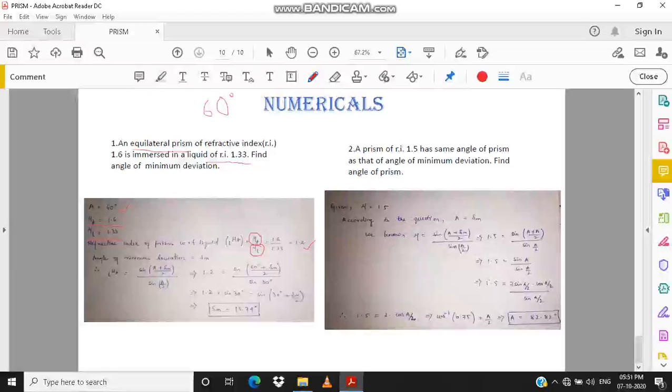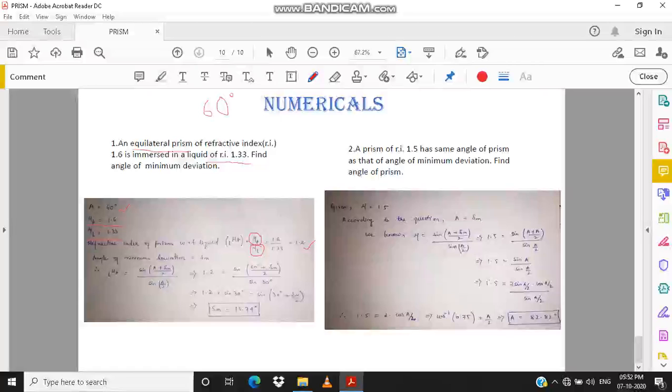Now, the angle of minimum deviation, we have supposedly taken this as del m. We know the relation of refractive index we calculated before: mu equals sine of (del m plus A) by 2, divided by sine of A by 2. Remember that the 2 is within the whole bracket.